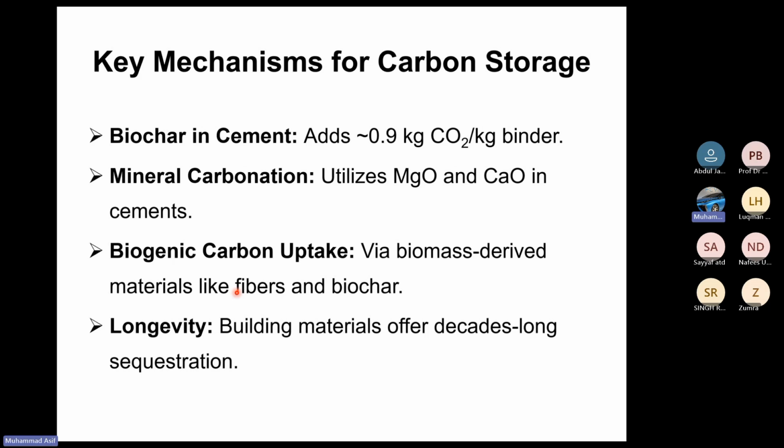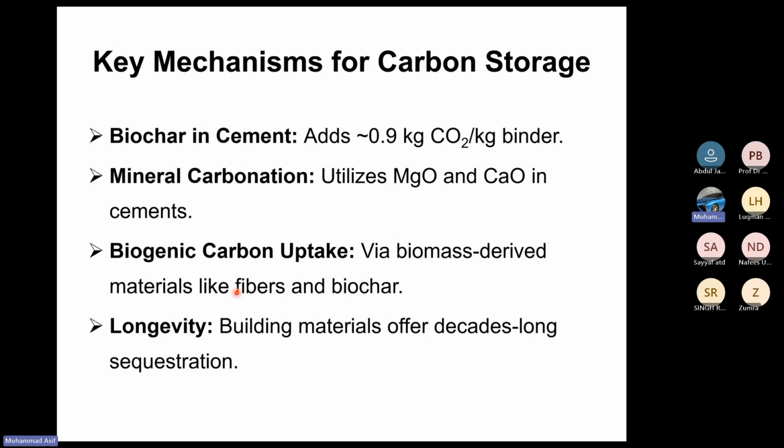What is the key mechanism? So what they have developed is the biomaterials. If they mix biochar in the cement, then it can capture 0.9 kilogram of carbon dioxide per kg of the binder. So if we use 100 ton of our material in the construction industry, that can capture around 90 ton of carbon dioxide from the environment while they exist in the buildings.